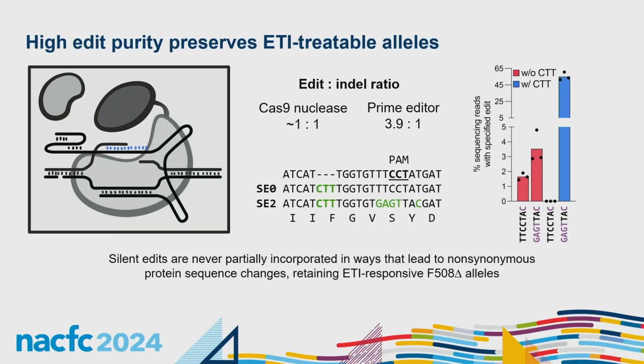We took a look at the purity of our edit, especially in relation to Cas9 nuclease strategies that had been described for F508del correction previously. Whereas the edit to indel ratio for Cas9 nucleases hovers around 1:1, the edit to indel ratio for prime editors was about 4:1. And this was really nice to see because it means that we are preserving unedited ETI treatable alleles with our editing strategy. So if the cells are not edited, they are still F508del and therefore will respond to ETI treatment.